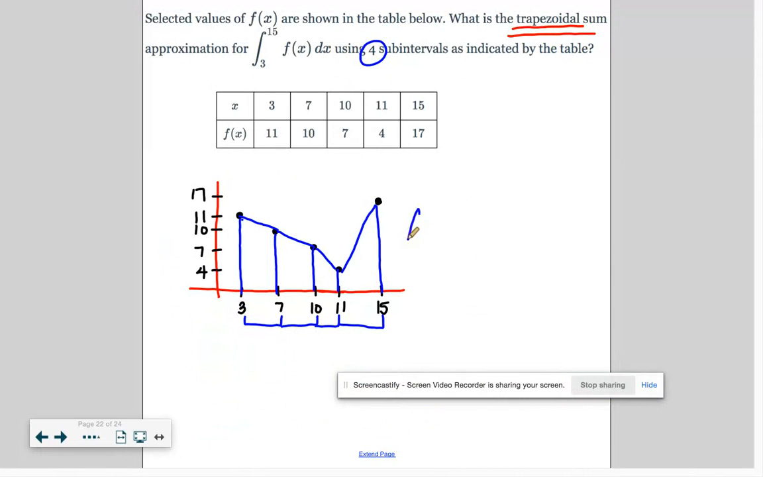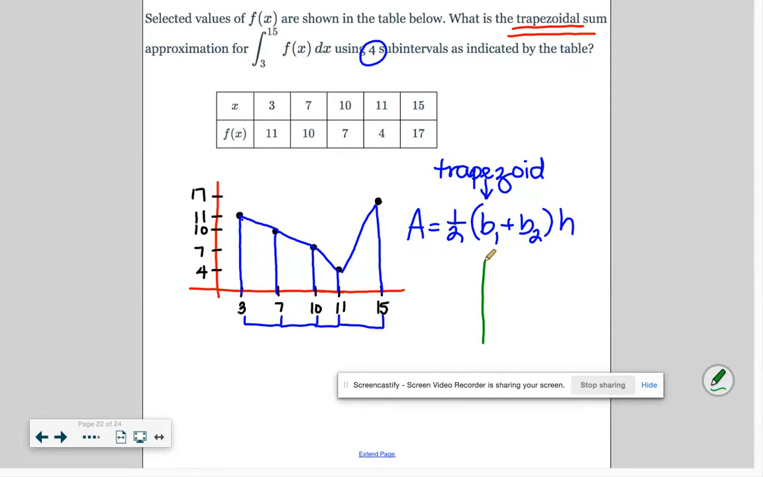Next part, and this is where things are a little different. To find the area of a trapezoid is a little bit more complicated. Okay, this is the formula for area of a trapezoid. And we have to do this 4 times because we have 4 trapezoids. Okay, in this formula, I'm gonna draw a little trapezoid here to show you.